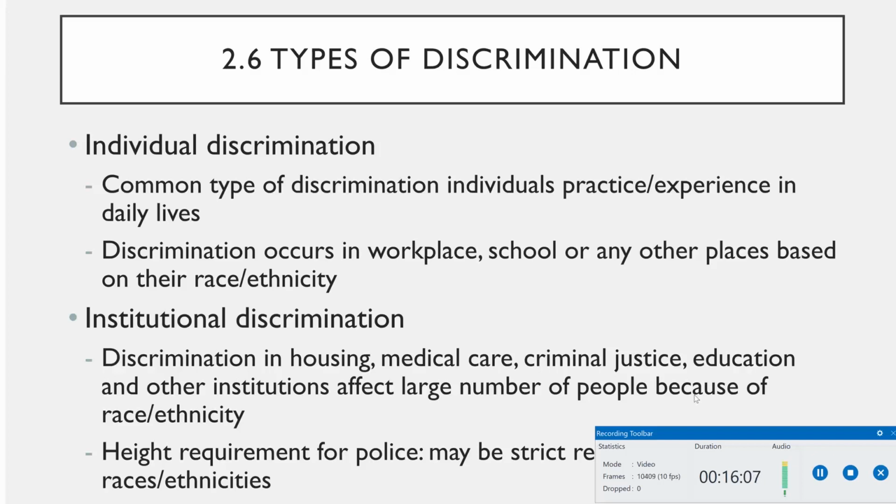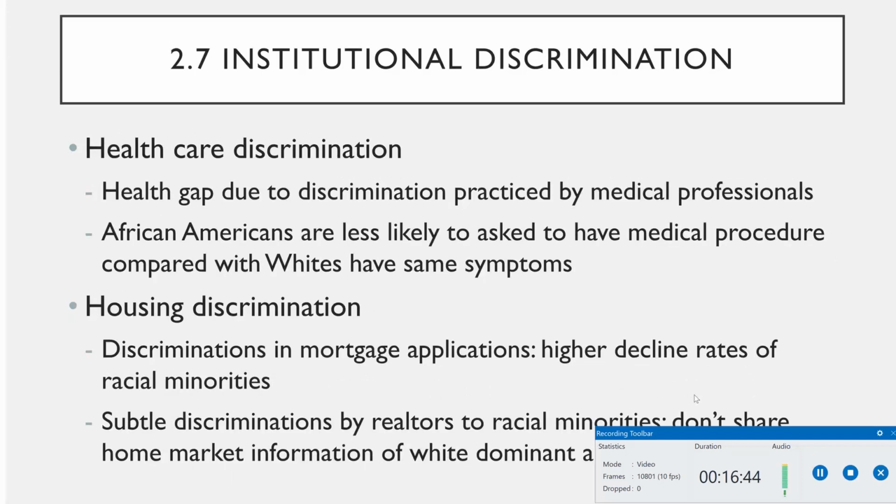A height requirement for the police could be one example of institutional discrimination. A minimum height standard might not be very challenging for some races that have a higher or longer average height. But if some race has a shorter average height, it would be very challenging for them to enter the police force. So there are many types of institutional discrimination, such as healthcare discrimination.